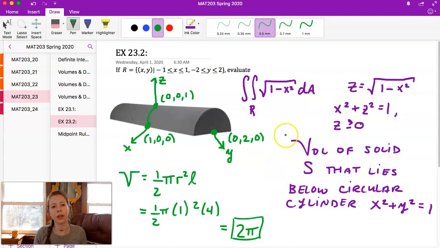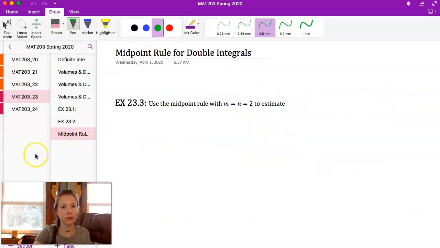All right. Now we have one more to go through today. And this is going to be, first we're going to look at the midpoint rule for double integrals.